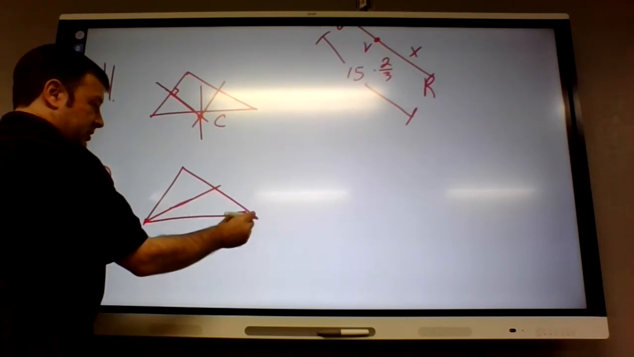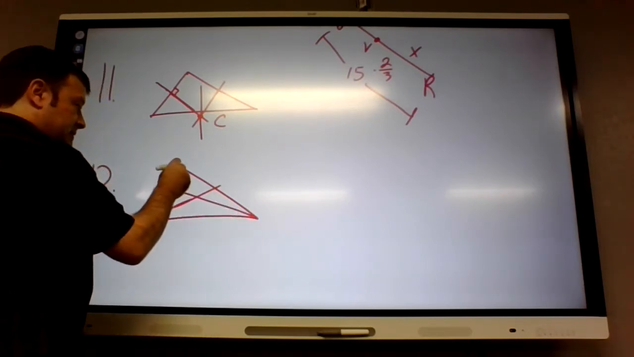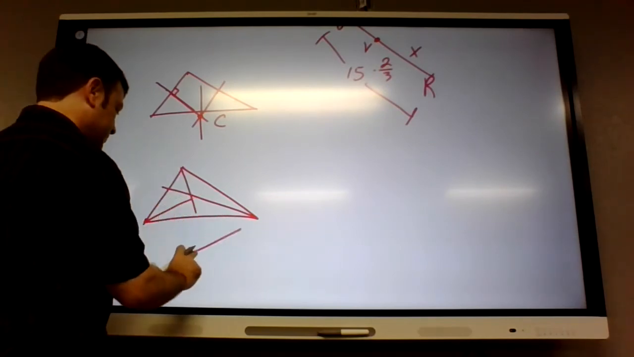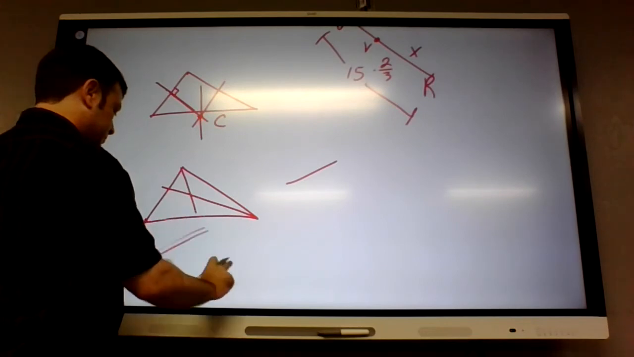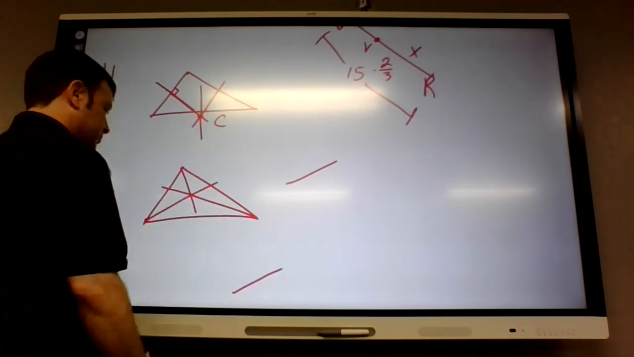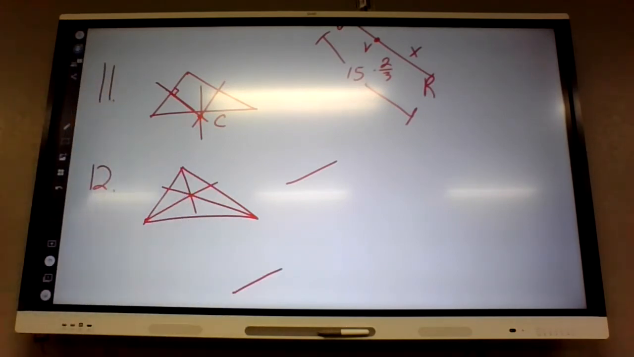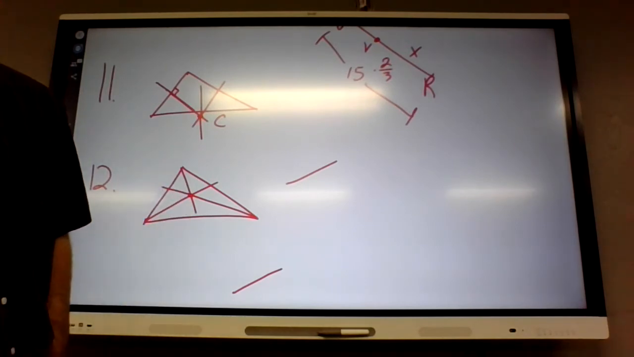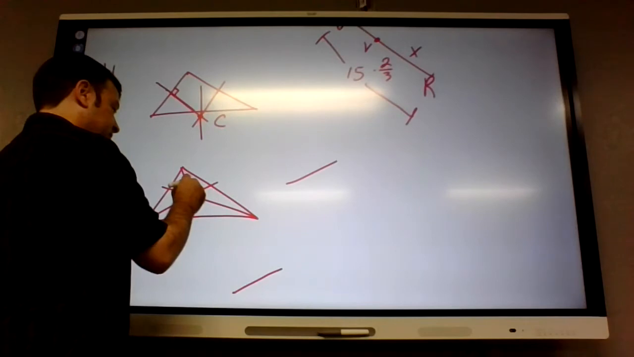Try and draw your line straight. That didn't work very well. And that is I for incenter.